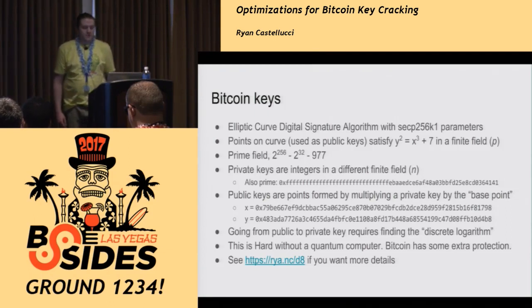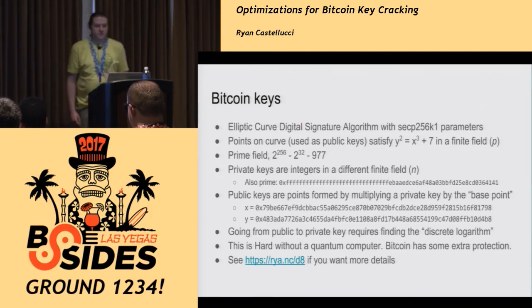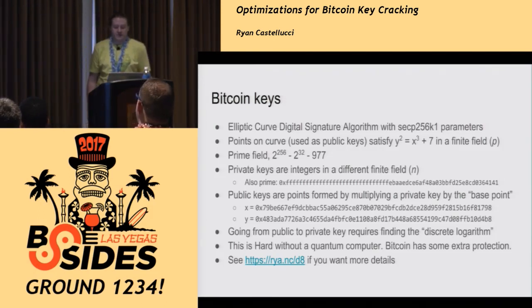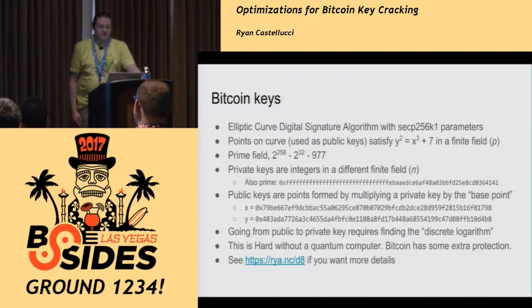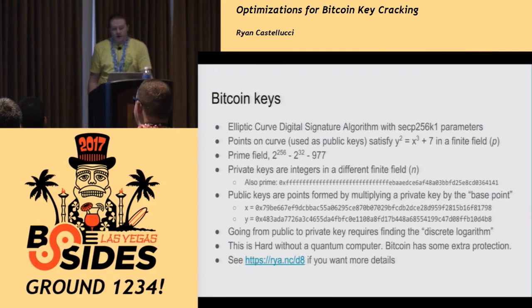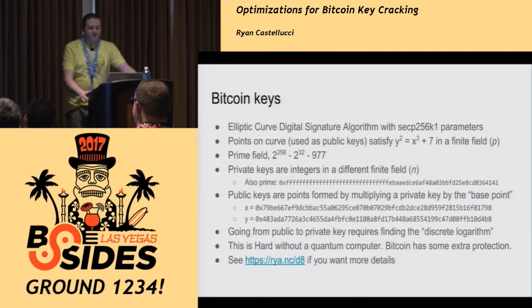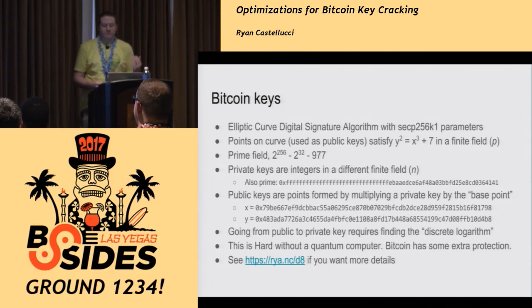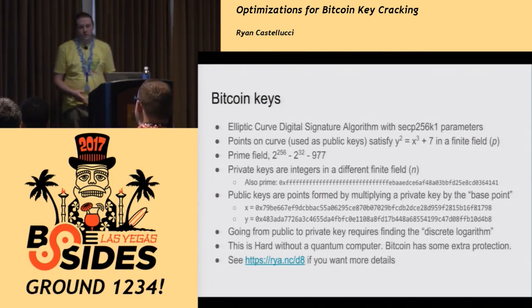With this curve, you have points represented on a curve that satisfy the equation y squared equals x cubed plus 7 in a finite field over a large prime. It's slightly larger than 2 to the 256. And then private keys are integers in a different finite field. You don't need to know that number, really. And then public keys are formed by multiplying a private key with what's known as the base point. This is also the point that you get for a private key with integer value 1.